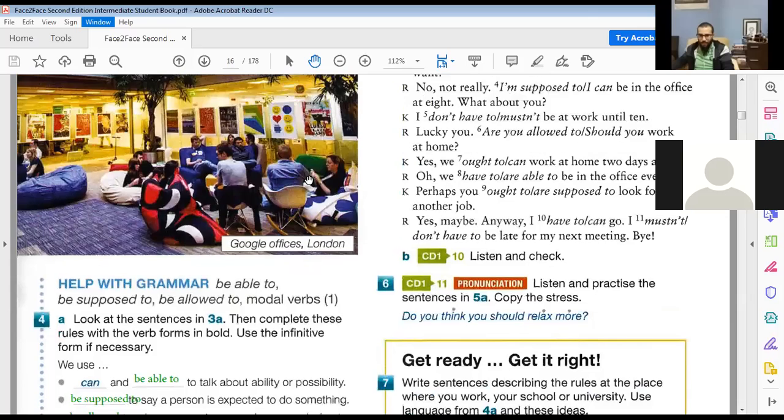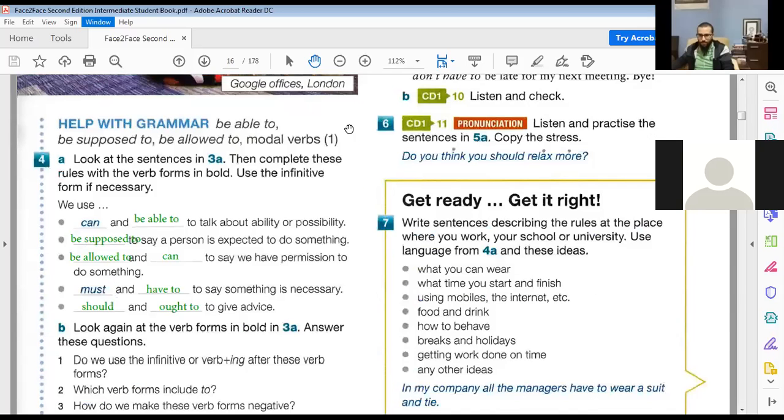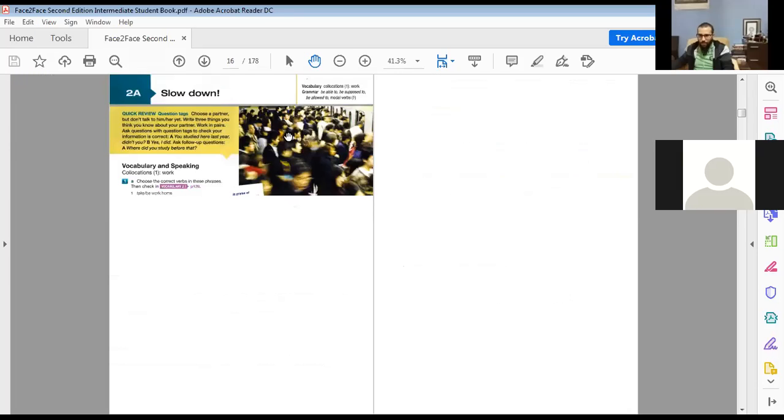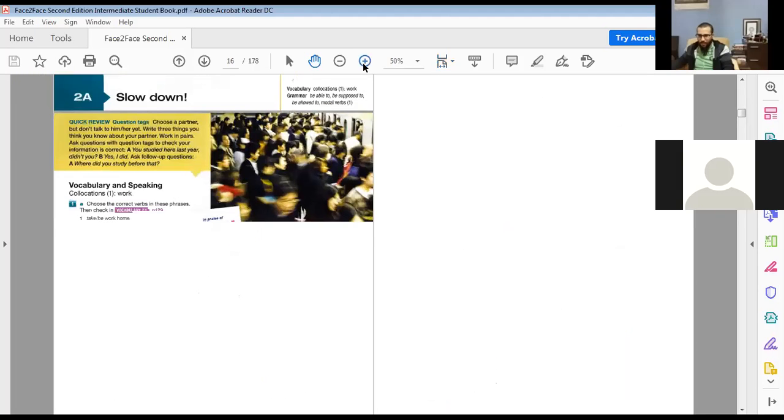Okay, let me try to check them here. Okay, can you read the question? Who can read the first question? It says, look at the sentences. Okay, let me change the view. Maybe it's better, so we can see both pages together. Let me show you both pages. Okay, this way we can see the questions we just answered.